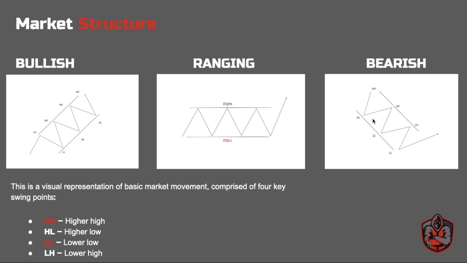A bearish sentiment, referred to as a downtrend, is when price is printing a series of lower highs and lower lows. So like I said, these basic market movements are comprised of 4 key swing points: higher highs, higher lows, lower highs, and lower lows. Now, if you aren't already familiar with these key swing points, I'm going to go through them with you.